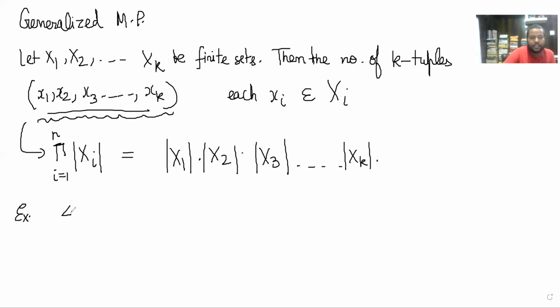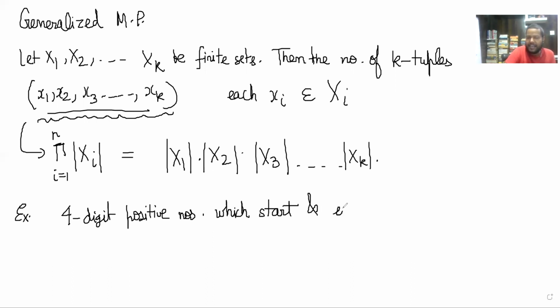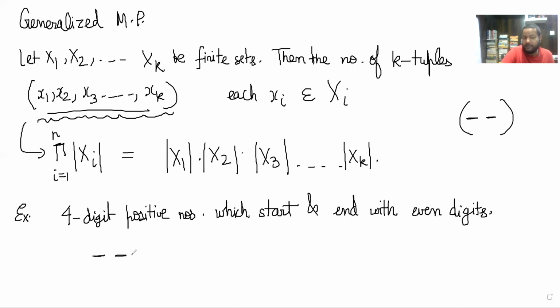Another simple question on this. How many four-digit positive numbers are possible which start and end with even digits? Again, when we had a 2-digit positive number, we were constructing an ordered pair, right? Now we have a 4-digit positive number, so we have to construct a 4 tuple.